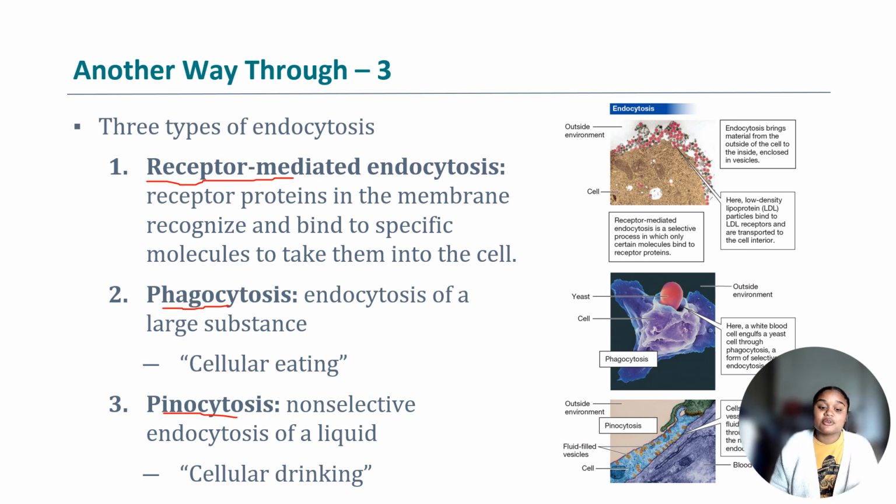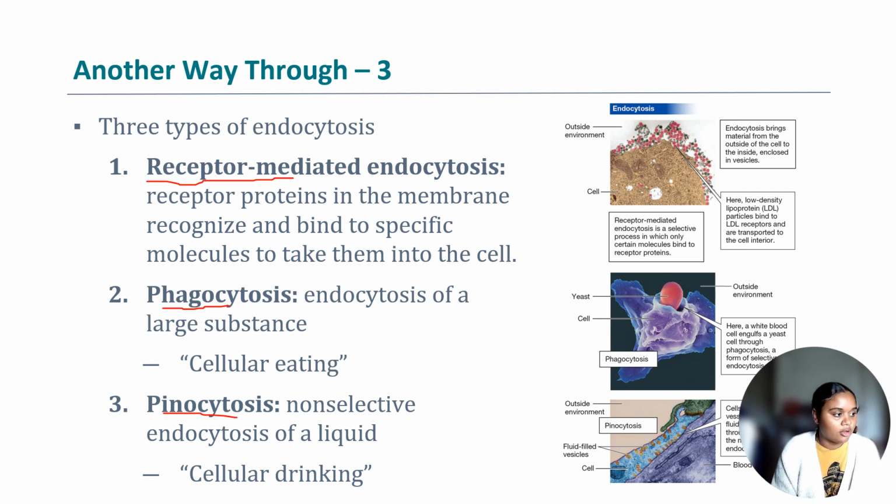Now, we have phagocytosis and pinocytosis. The best way to remember this, for medical terms, is that when we talk about phagia, that's like eating. So phagocytosis is cellular eating. Basically, it's a type of endocytosis of a large substance, and it brings things in and engulfs them. So think cell eating.